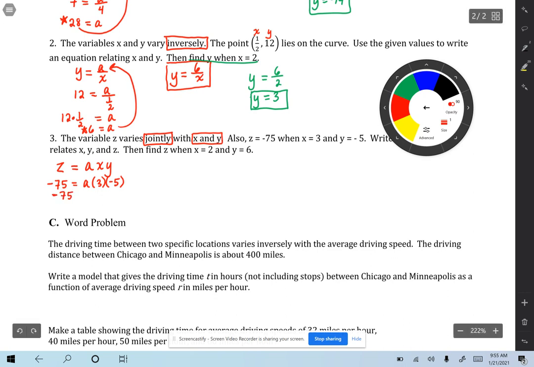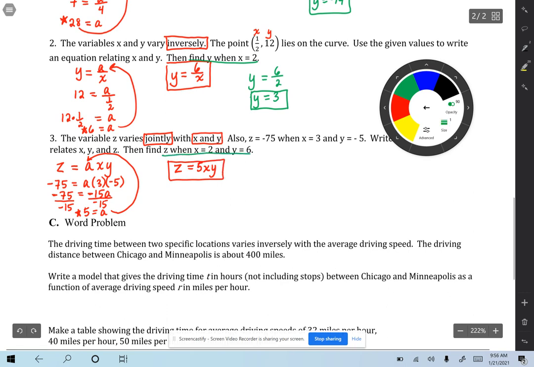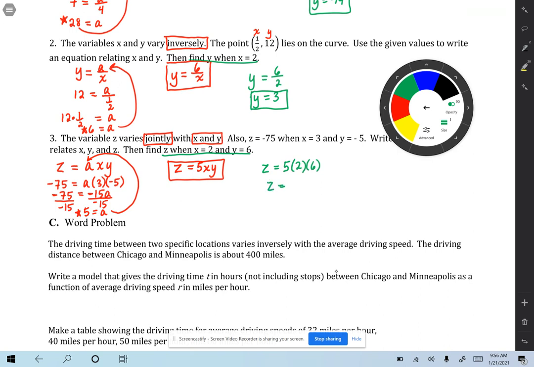So -75 equals 3 times -5 is -15 times a. Divide by -15. And a equals positive 5. Star it and then draw an arrow saying you're going to replace it. So our joint variation equation is z equals 5 times x times y. Now, let's find z when x equals 2 and y equals 6. And you can multiply in any order you want. That's 5 times 2 times 6, so 10 times 6, 60.